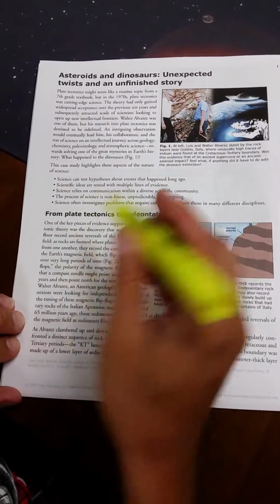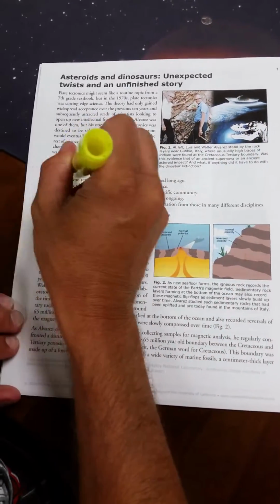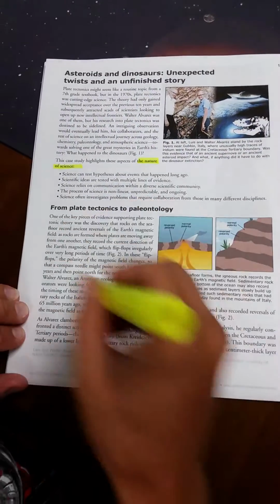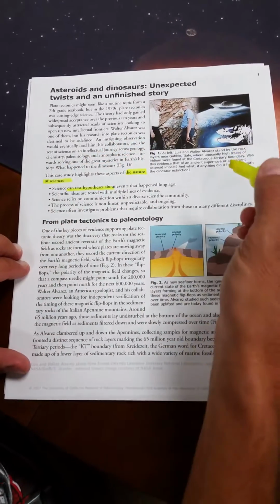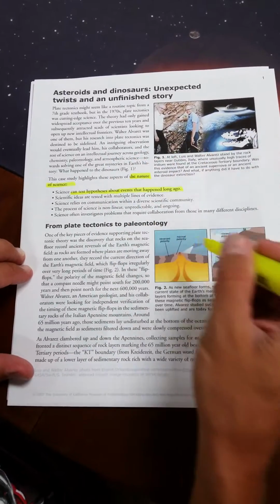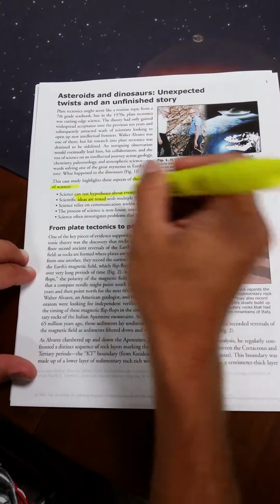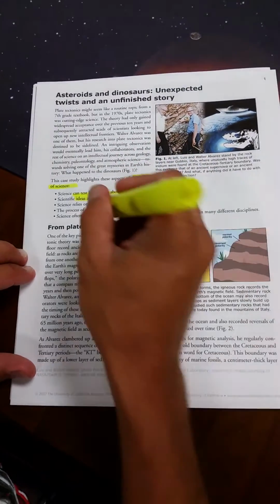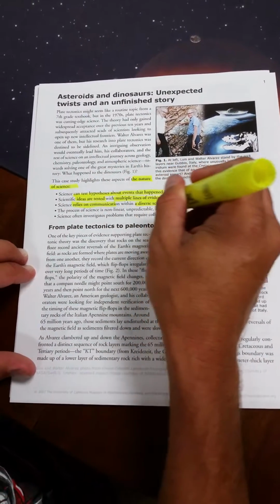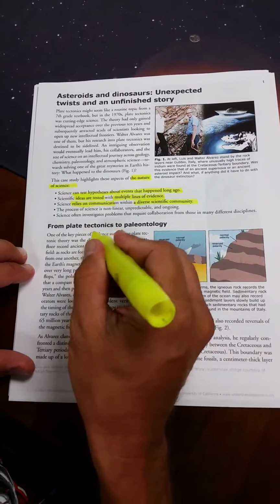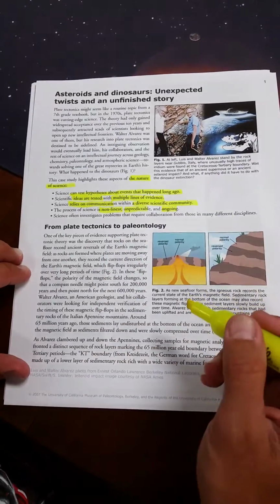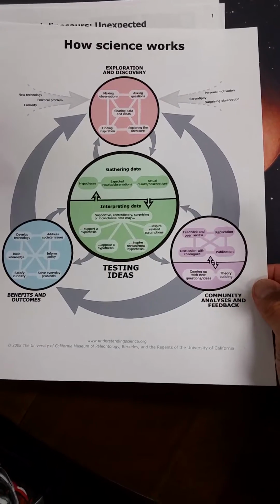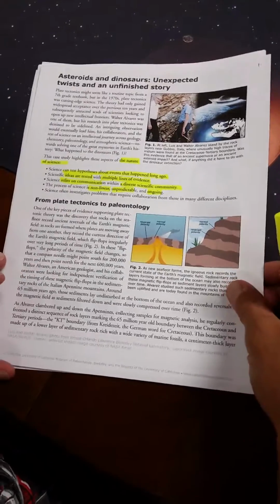And as you read down, you'll realize that the nature of science is what we want to concentrate on in this entire article. It talks about how science can test hypotheses about events that happened long ago. Ideas are tested with multiple lines of evidence. It relies on communication within a diverse scientific community, and the process of science is not a linear process. It is nonlinear, unpredictable, and continuously ongoing, as we can see in the science flowchart. Now, let's go into our article.